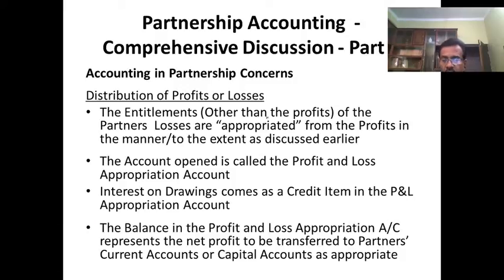Why does it come as a credit? Because it is an income of the firm.